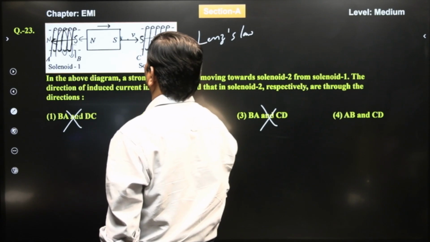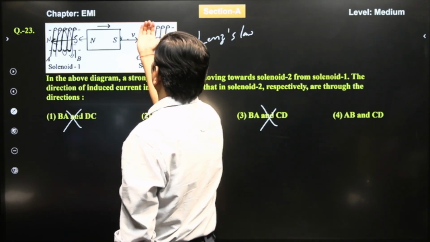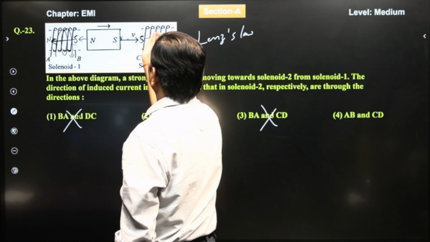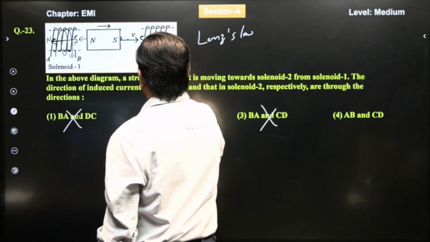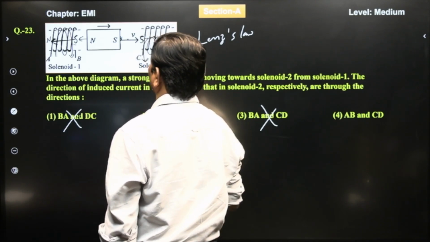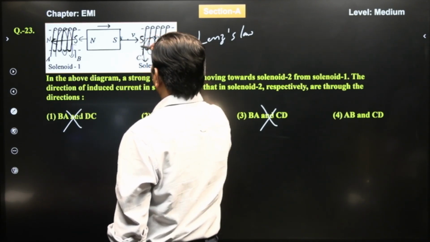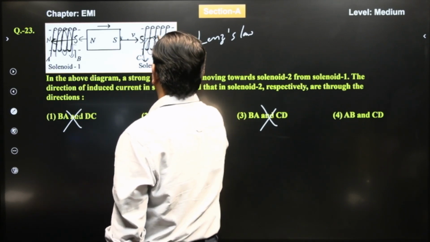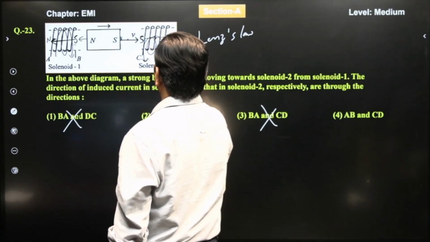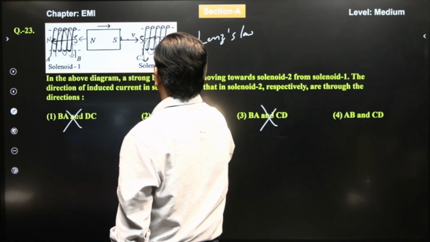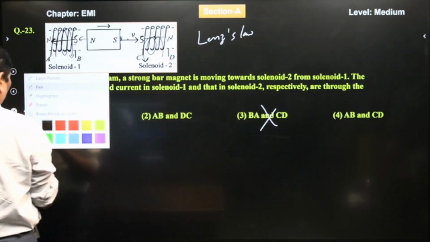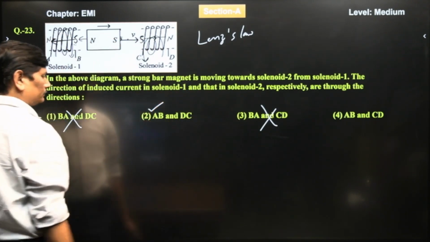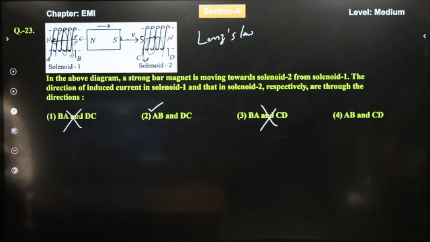And the current direction should be like this. See my fingers, the arrow should be like this. D to C, sorry, not C to D, it is D to C. So the second option will be the right one. So strictly we have to follow Lenz's law and the direction of the magnetic field, right.